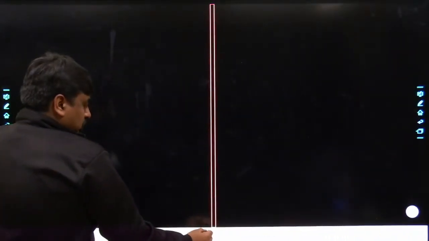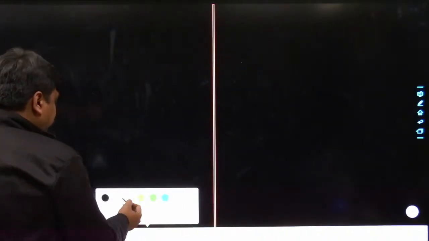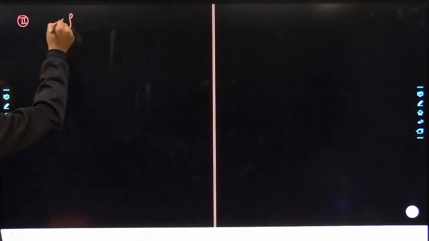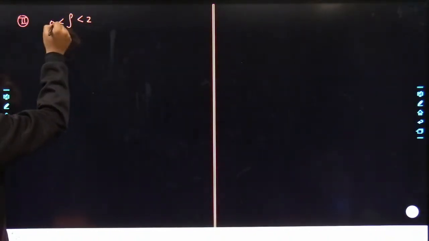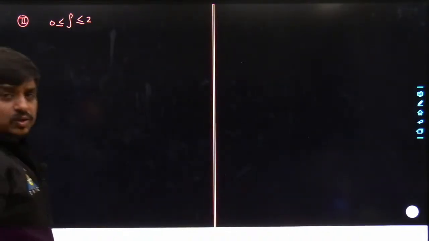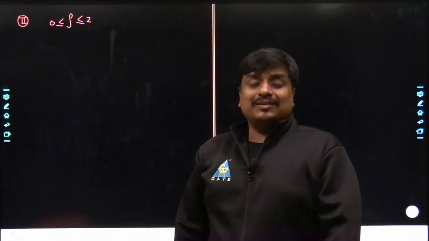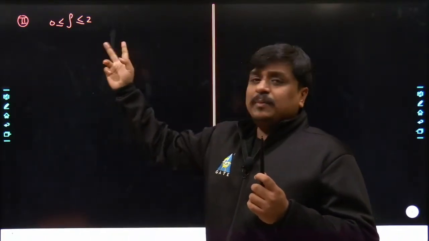Now let me take the next case. Initially rho was fixed, now let's take rho from 0 to 2, including 0 as well as 2. So far the value of rho was kept fixed at 2. That means the circular rotation for a certain point always had distance 2 from the z axis. But now what is happening over here? The rho has been made in between 0 to 2.